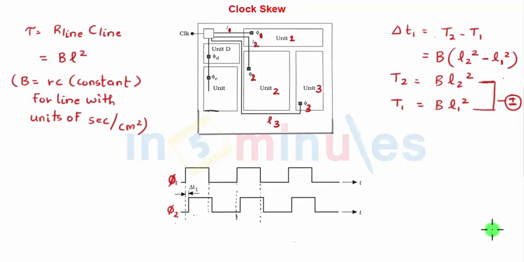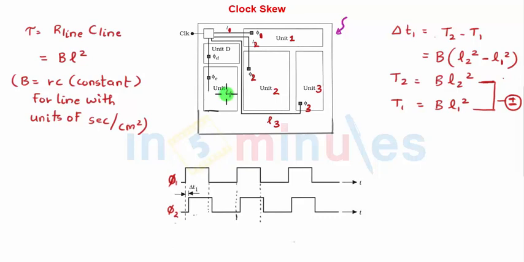The agenda of this clip is to understand the concept of clock skew. On the screen, I've just presumed that this is an IC, let's say, which has a lot of blocks inside it, which is unit 1, unit 2, unit 3, unit 4, so on and so forth.